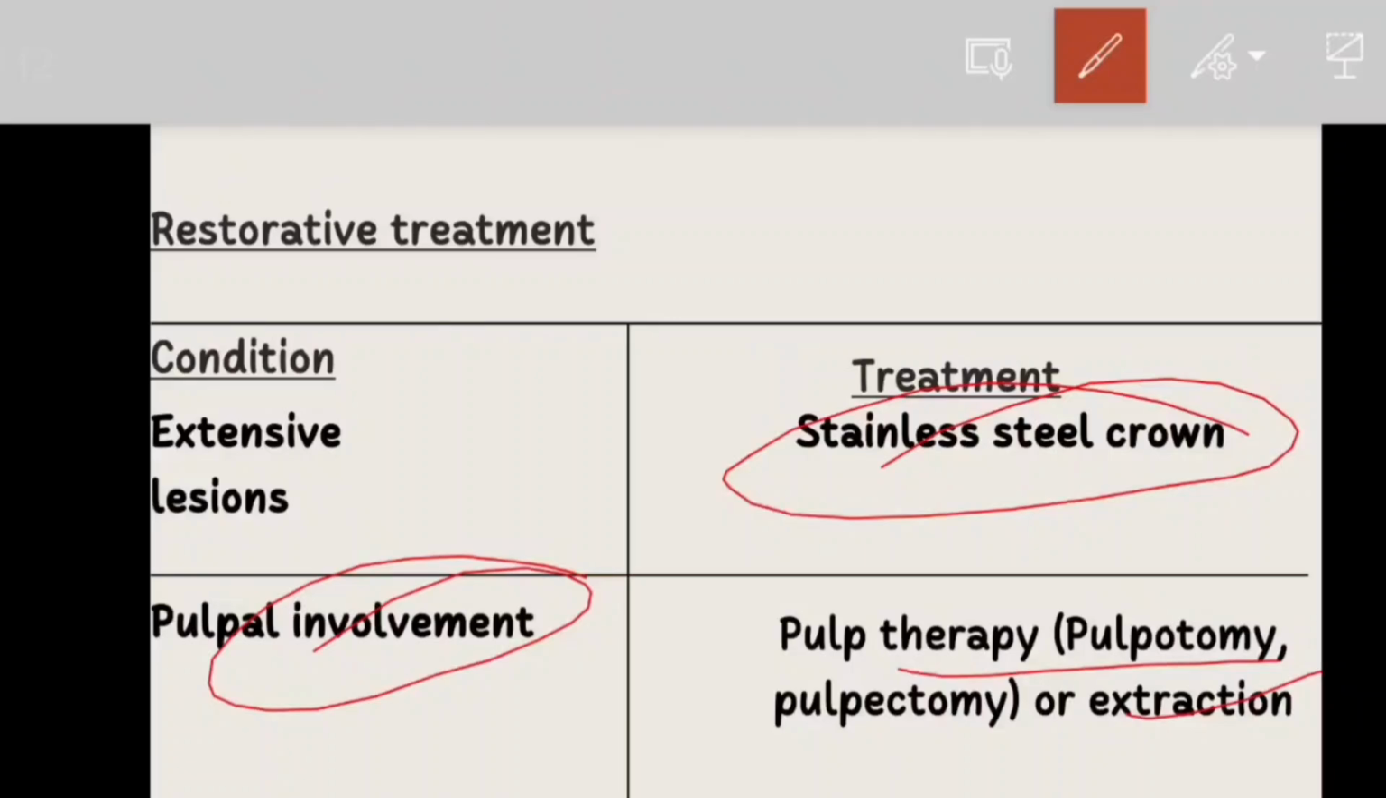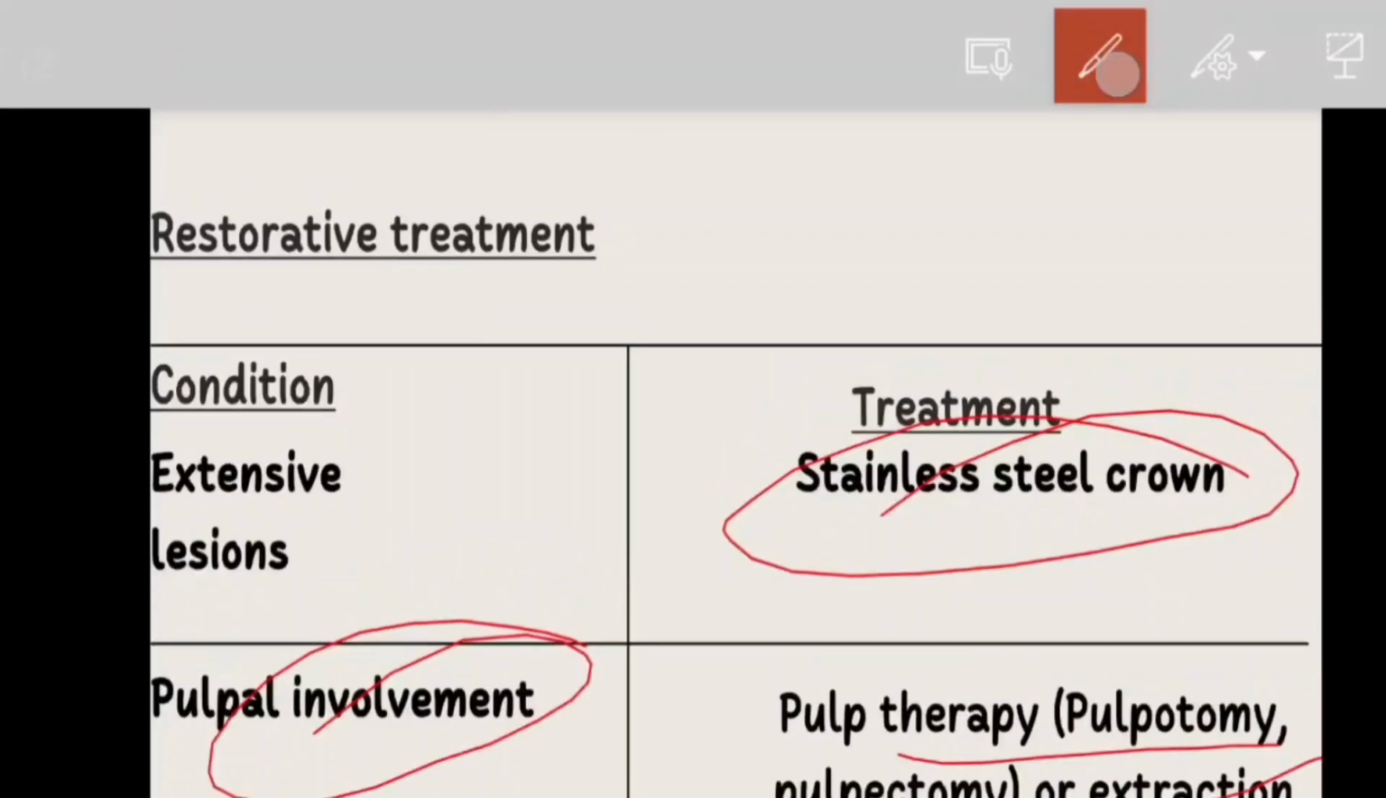Which pulp therapy is done when the radicular pulp is healthy? The answer is pulpotomy.